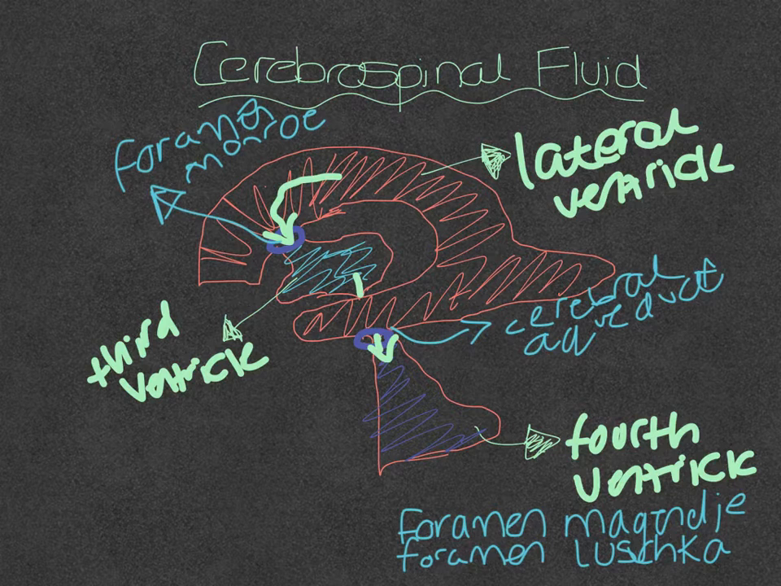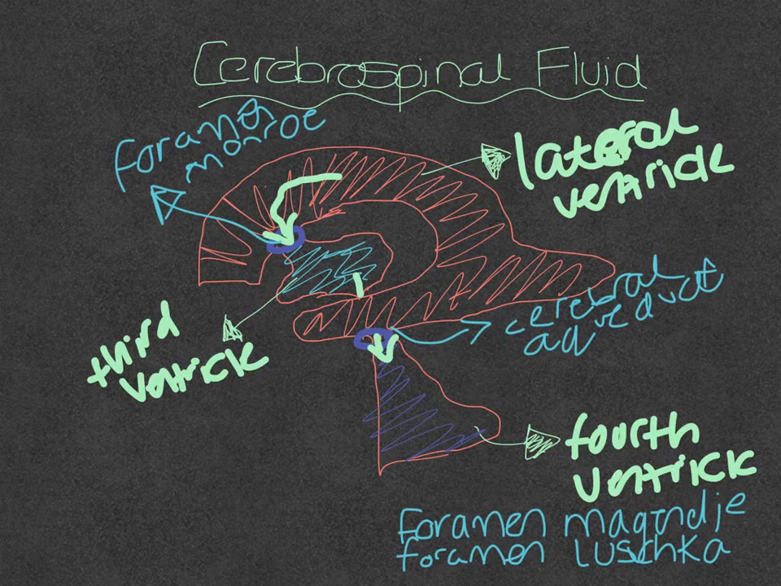So Luschka on the lateral side and Magendie on the medial side. So L for lateral, M for medial. The CSF then enters the subarachnoid space of the brain and the spinal cord. The CSF is then reabsorbed via arachnoid villi, which is located in the dural sinuses, and then it's recycled and reused.